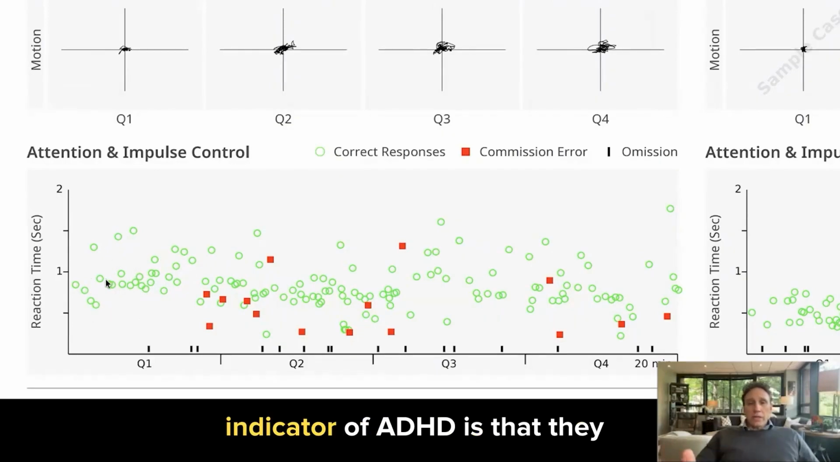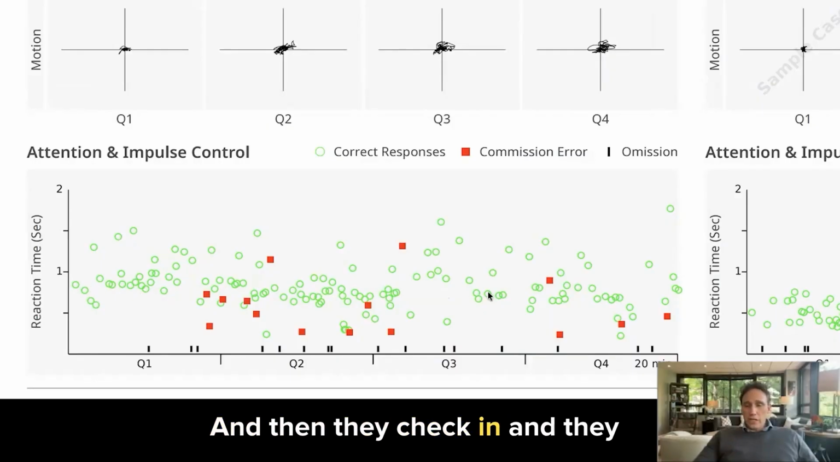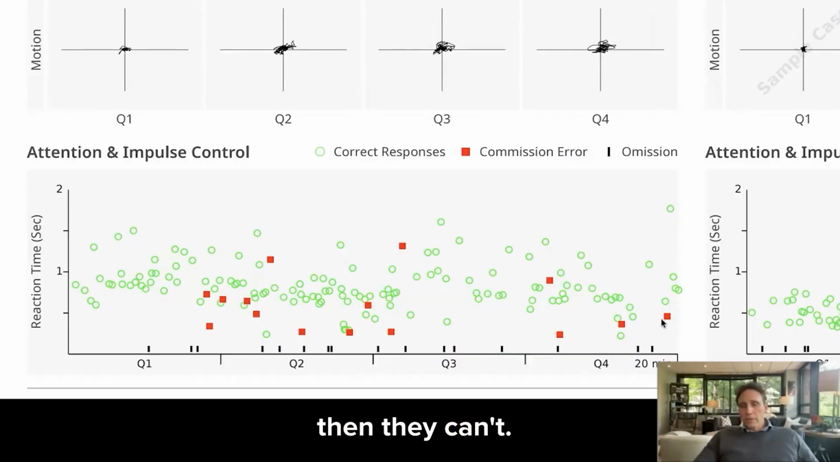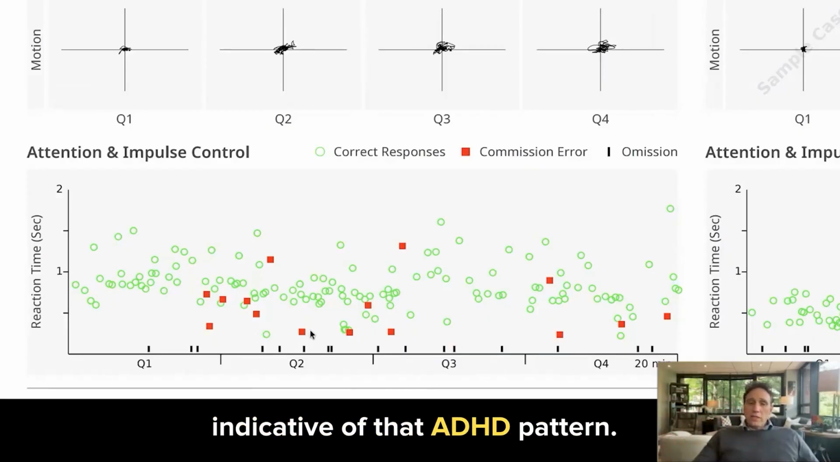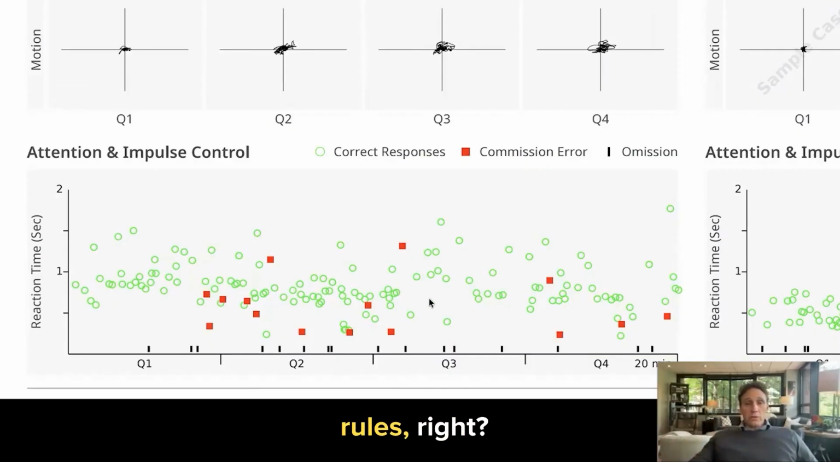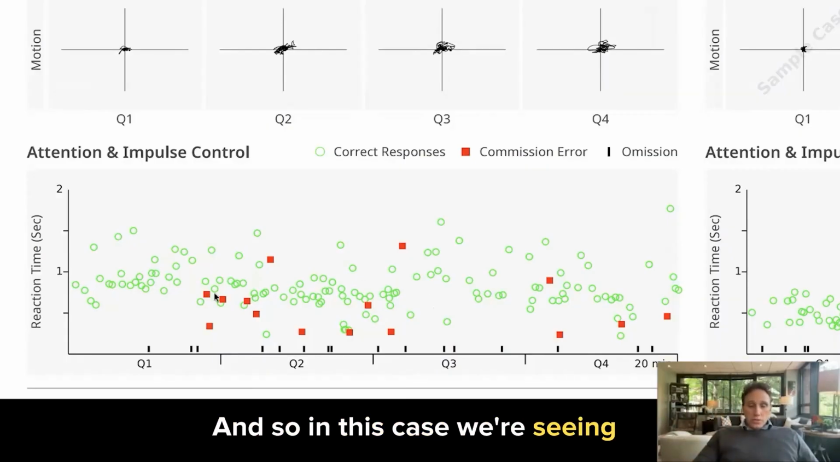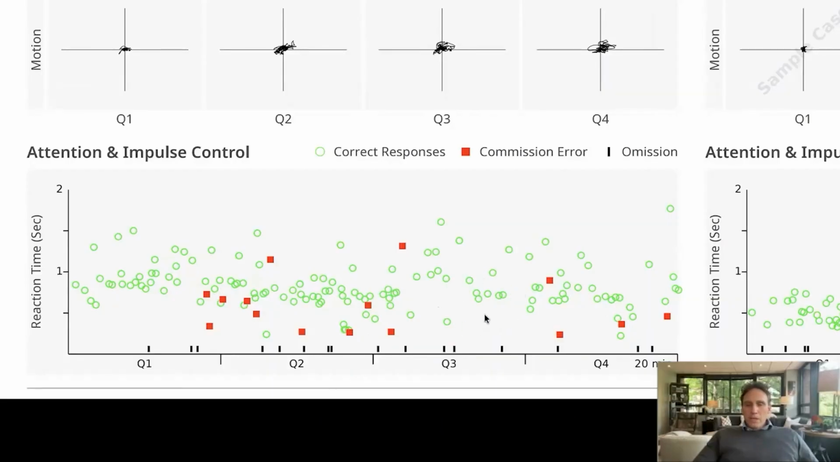And so that's also an indicator of ADHD, is that they can do the work and then they can't. And then they check in and they can do it a little bit better and then they can't. So the back and forth of omission errors and commission errors is also very indicative of that ADHD pattern. In many cases, it's because there's a hyper focus on one of the rules over another set of the rules, right? And so in this case, we're seeing, I don't want to miss these, I'm going to click when in doubt. But then she sort of settles in and a lot less impulsivity for this 5-minute stretch.